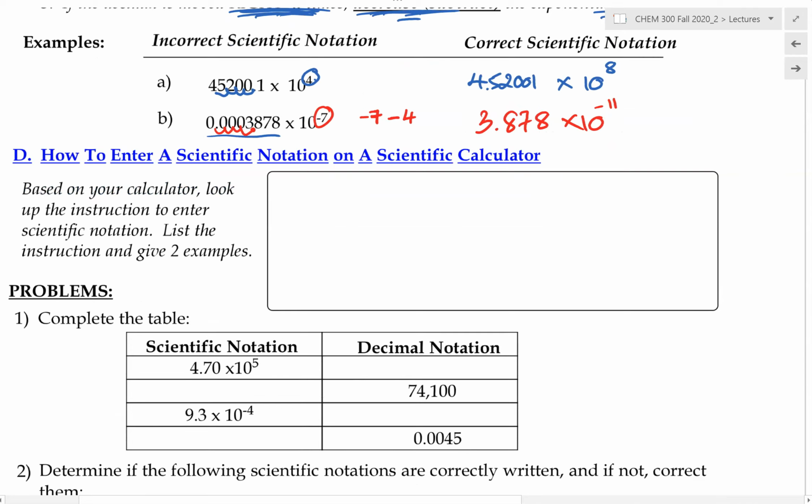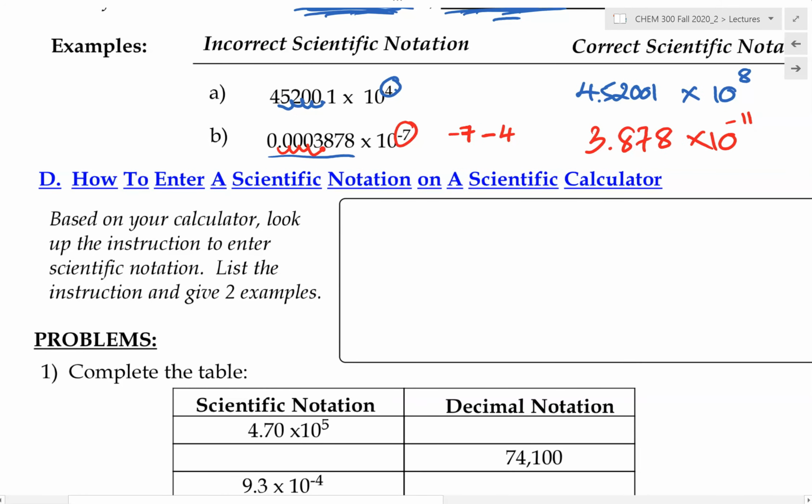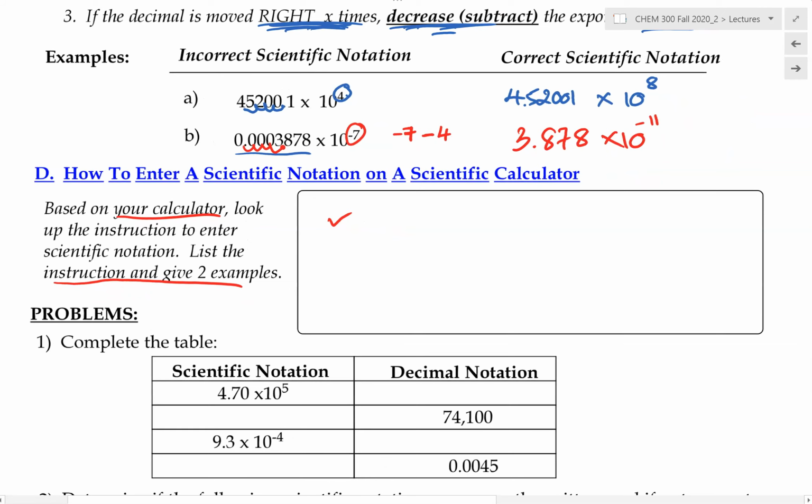And on this last part right here, we want to make sure that you know how to enter the scientific notation on your calculator. Because each of you have different types of calculators, I will not be able to teach you specifically how to enter scientific notation on your calculator. So this part is up to you. Based on the calculator that you have, you need to look up the instruction on how to enter scientific notation, and then list the instruction and give 2 examples on this page right here that I have provided. And this is the extra note that I expect to see when you submit your notes to me.